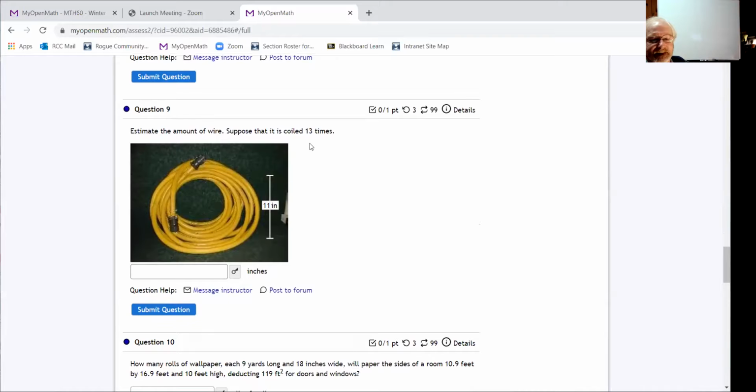This next one's exactly the same kind of problem. Here's this rope or cord, cable coiled up. That number there, mine says 11, implies the diameter of one coil. You know, it's not exact when you coil it up, but we'll use a number. That's the diameter. So from that, you can figure out the circumference of one coil. And then mine says it's coiled 13 times. So 13 times whatever I come up with for the circumference of one coil. I've got a diameter to work with.